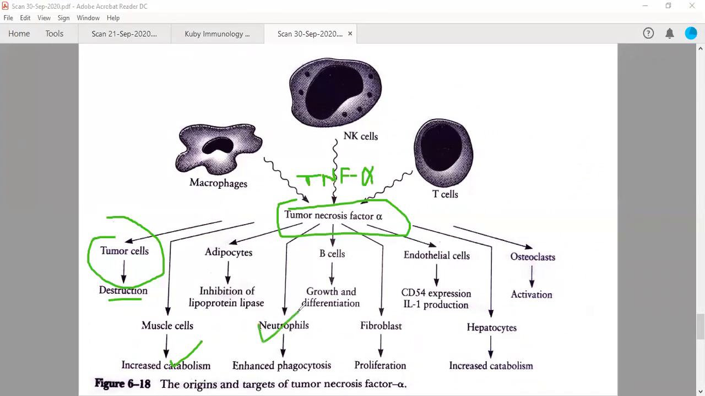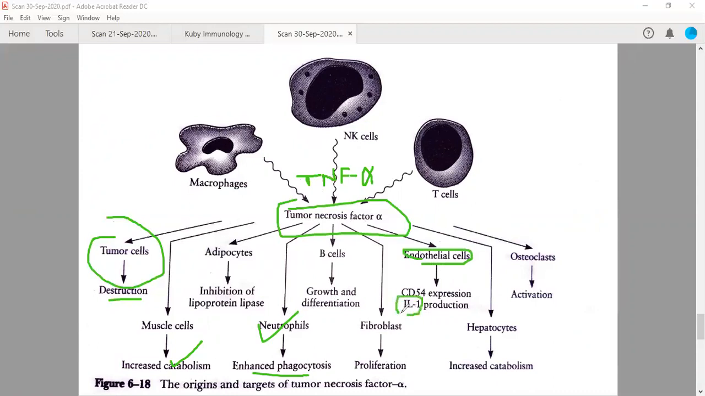They will activate the neutrophils. This is important. They will increase the phagocytosis, right? Tumor necrosis factor alpha will activate the neutrophils and they will increase the phagocytosis. They will activate B cells, allowing them to differentiate and grow. They will allow the fibroblasts to proliferate. They will allow the endothelial cells, which make the walls of blood vessels, to produce interleukin 1.